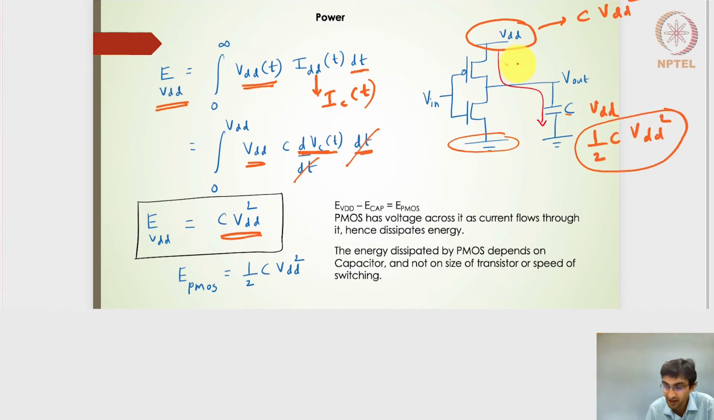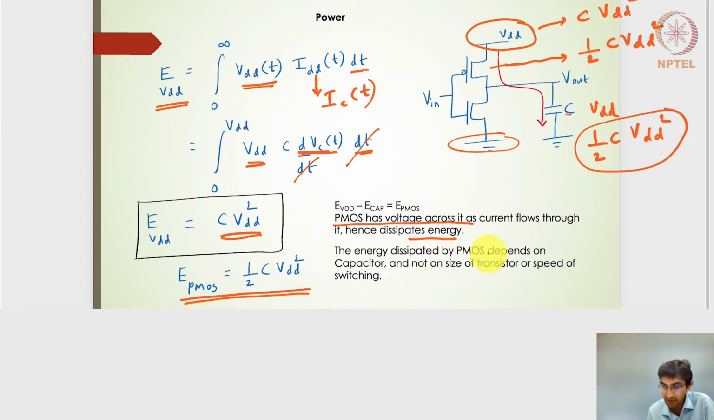So the other half is actually spent by this particular PMOS transistor, which is always on when the capacitor is charging. So this PMOS transistor is going to use this half C VDD square because it has the voltage across it as the current flows through it, and hence it dissipates the half C VDD square. So E of PMOS, the energy dissipated by the PMOS, is half C VDD square.